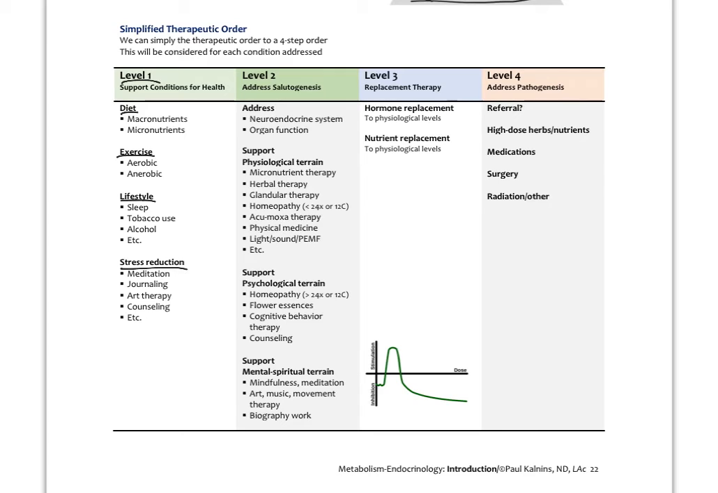Level 2 therapies would directly address salutogenesis. So this is going to be therapies that really support the neuroendocrine system and your organ systems. And this would be using herbal therapy, micronutrient therapy, glandular therapy, like glandulars and protomorphogens.